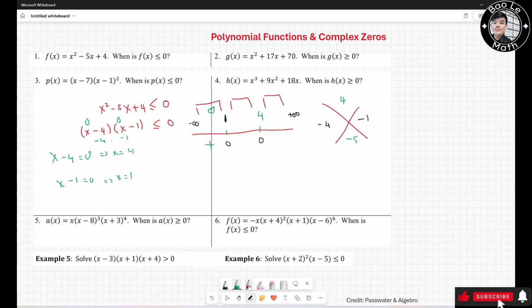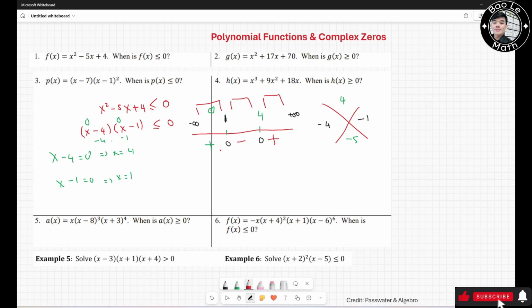Alright. Now, I don't need to test this one. I look at this one right here. I see that they all have multiplicity 1. Alright, so I keep changing the sign. Right? This guy plus sign, this guy is negative, and this guy plus sign.